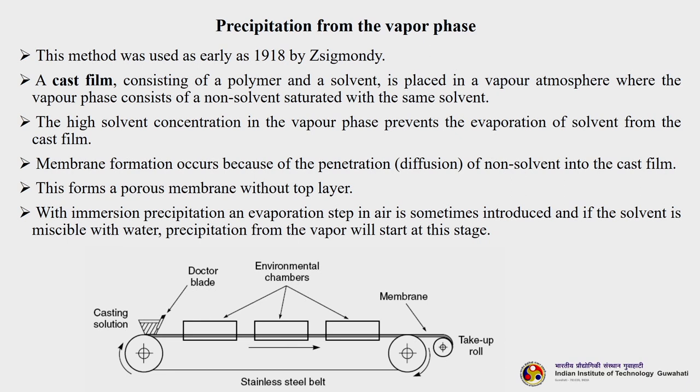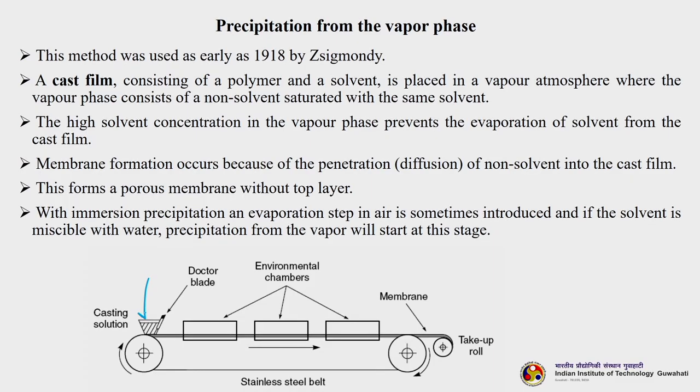You can see a stainless steel conveyor belt arrangement in this schematic diagram. You can have a doctor blade. Again, the job of the doctor blade is to increase or decrease the thickness of the membrane. Here your casting solution can be poured, then it is carried on the stainless steel conveyor belt arrangement, and this film is gradually passing through various chambers. In these environmental chambers, some will have the vapor phase containing the non-solvent, some will have air, and in some chambers drying will also take place just before we take up the final membrane.